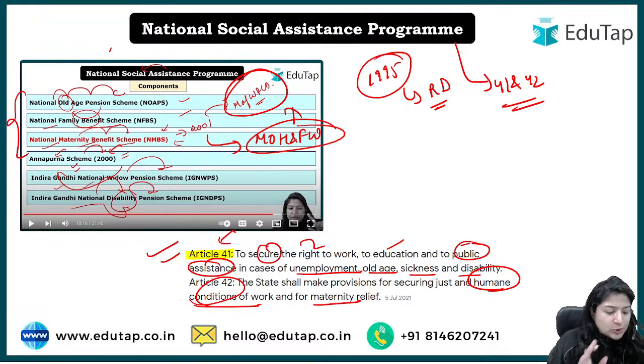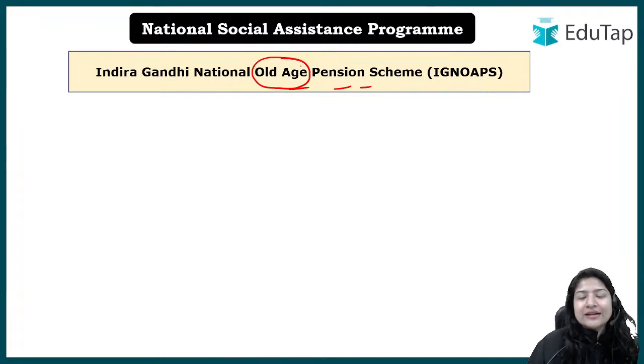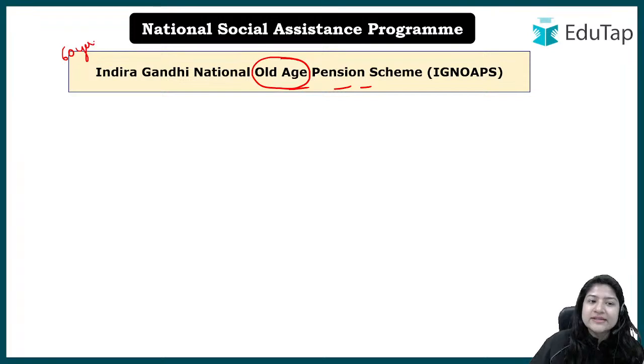Now let's talk about today's session, and we will start off one by one by looking at the components. Let's start with the Indira Gandhi National Old Age Pension Scheme. First of all, when we say old age, in India, from what age do we consider people to be senior citizens, right? I think everybody knows that the age is 60 years and above. ठीक है, 60 years से we consider a person to be a senior citizen, right?